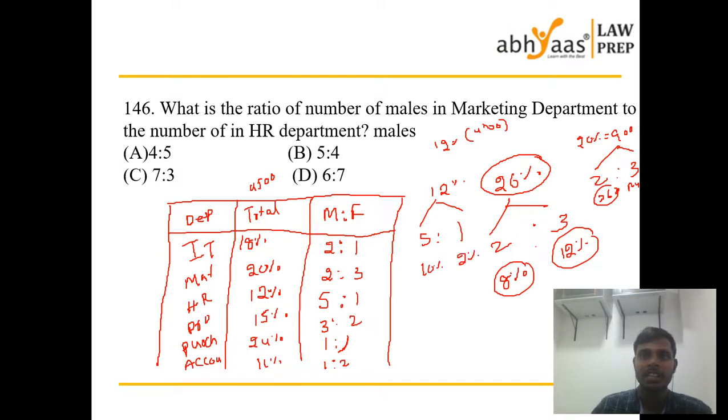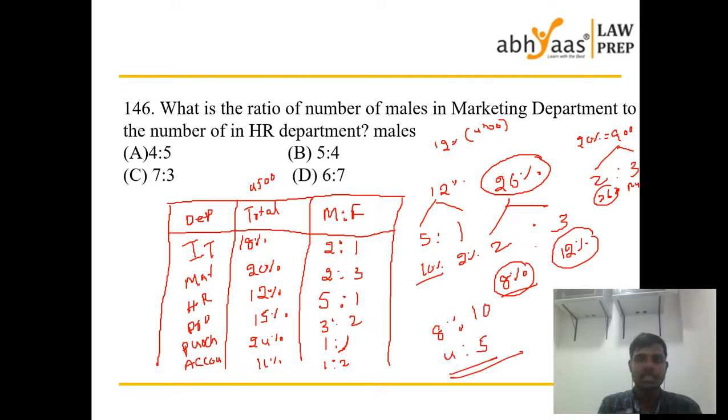Now we have to find the ratio between males in marketing department to the males in HR. So in the marketing department, males are 8 percentage. In the HR department, the males are 10 percentage. Simply 8 percentage to the ratio of 10 percentage. The answer is 4 is to 5 will be your answer.